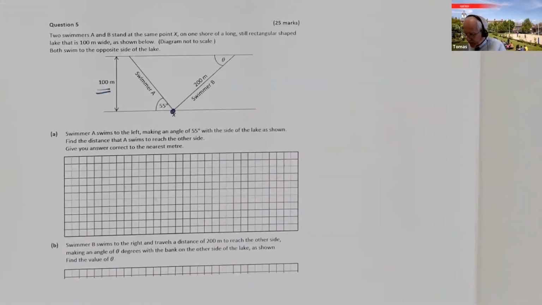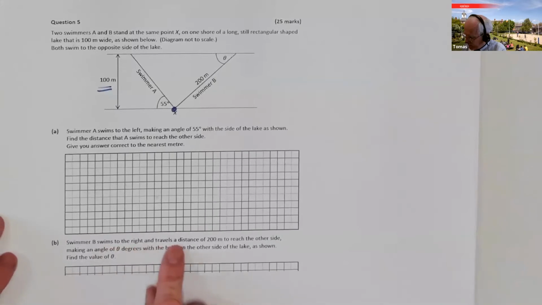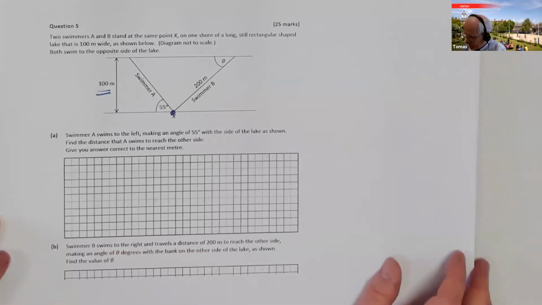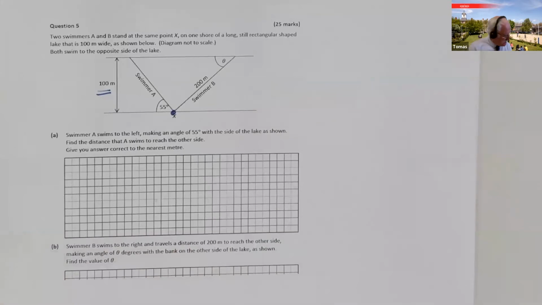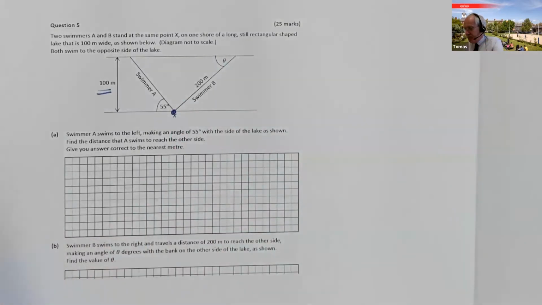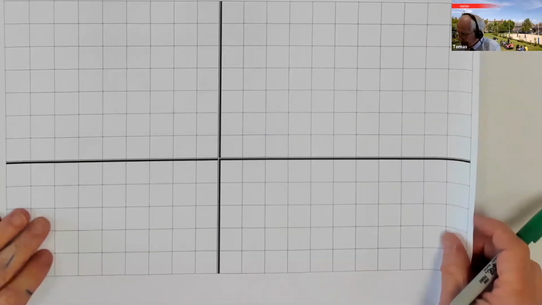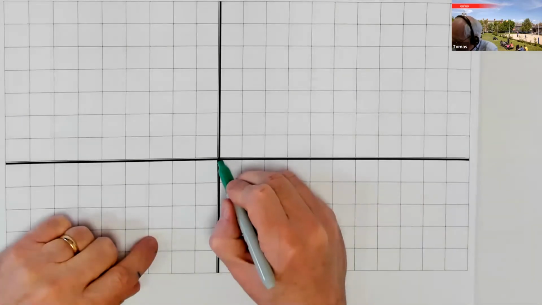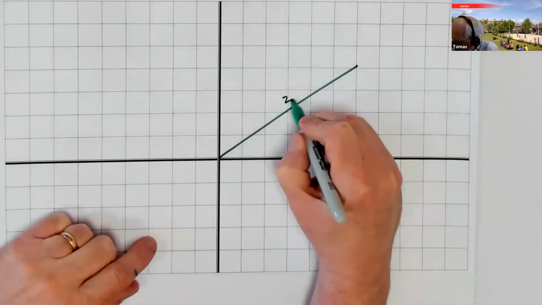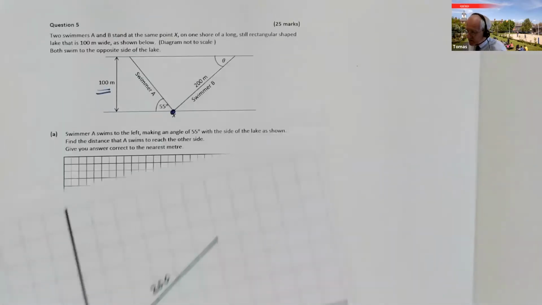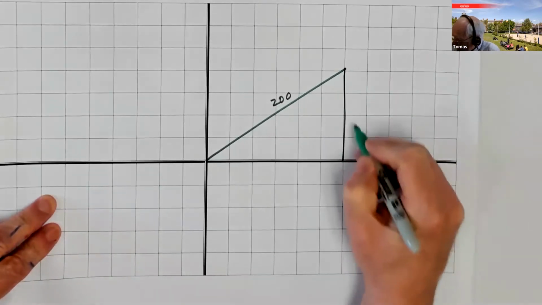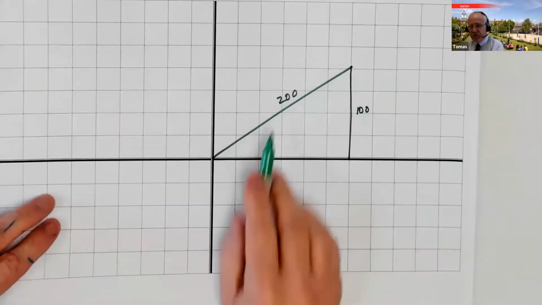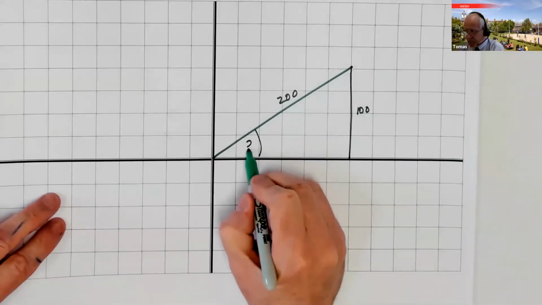Now, the next part of that is swimmer B swims to the right and travels a distance 200 to reach the other side, making an angle of this to the bank. Okay? So what it's saying there is that swimmer B does something like this, swims to the right. We don't know the angle, but we know that that's 200, or we think it's 200, and we know that this is 100. That's 100 and that's 200. What's this angle here?